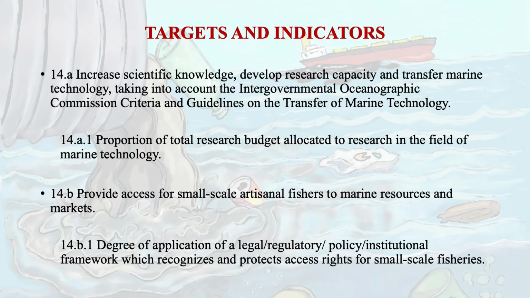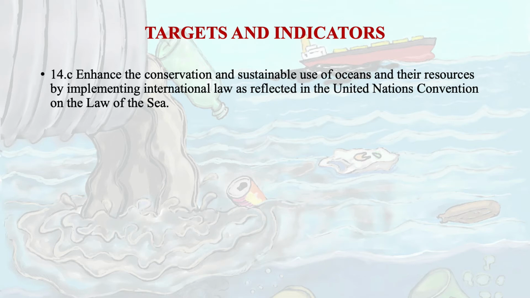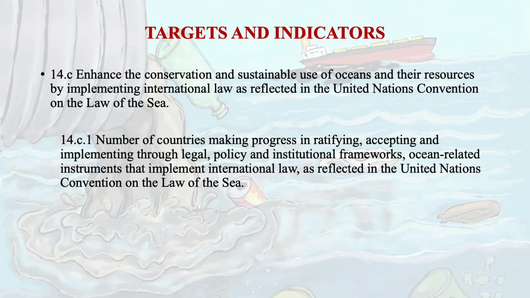Then target number 10, that is on enhancing the conservation and sustainable use of oceans and their resources by implementing international law as reflected in the United Nations Convention on the Law of the Sea, which provides the legal framework for the conservation and sustainable use of oceans and their resources, as recalled in paragraph 158 of The Future We Want. So to look into that, the indicator is the number of countries making progress in ratifying, accepting, and implementing, through legal, policy, and institutional frameworks, ocean-related instruments that implement international law as reflected in the United Nations Convention on the Law of the Sea for the conservation and sustainable use of the oceans and their resources.